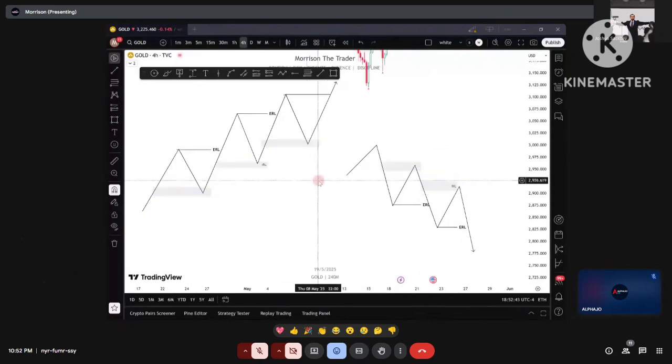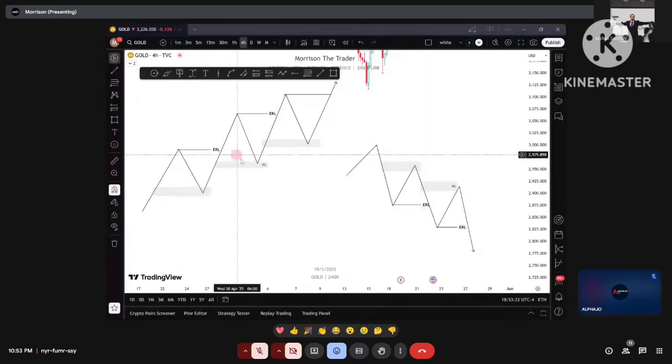The whole idea is about fair value gaps, and in layman's terms, higher highs or lower lows. So higher highs like this, the one that I've denoted as ERL, that is the higher high. In a basic market structure, we have higher highs and higher lows, and then we have lower lows and lower highs. The lower lows are the ones that I've also denoted as ERL.